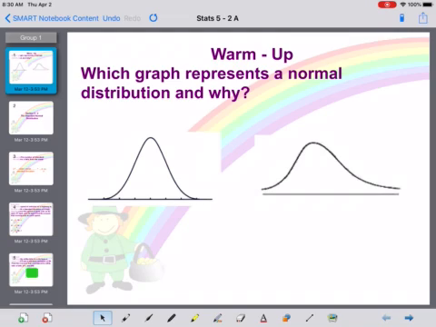We are going to move on and go to section 5.2 today. We're going to do 5.2a today, and then we'll finish 5.2b on Wednesday.